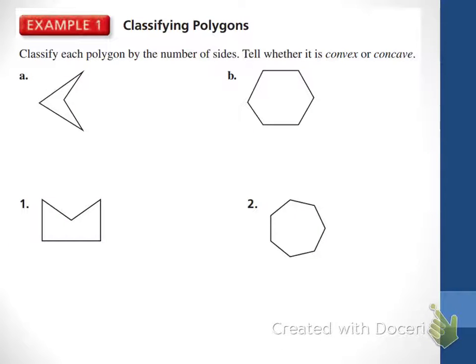So we're going to classify at the bottom. Here we go. Classify each polygon by the number of sides. First of all, I usually count the vertices because it's easier for me to see. The amount of vertices is the amount of sides. However you want to count it doesn't matter to me. It does have 1, 2, 3, 4 corners, which is a quadrilateral.